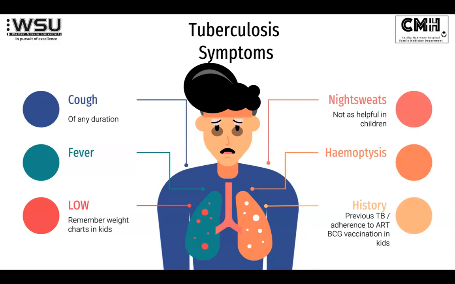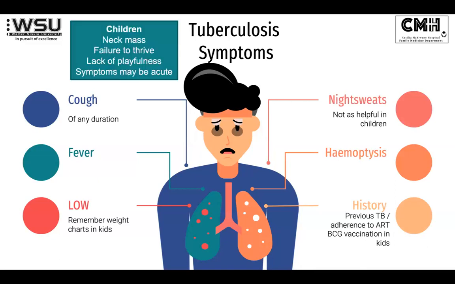And very important is to look also at what is the history of TB, what's going on with their HIV, has the child had BCG vaccination, and that might make you more tempted to do further investigations, even if they're asymptomatic. So in children, we'll get concerned if there's also an isolated neck mass, or any child that's failing to thrive. And for children, also important to remember, we can't use drenching night sweats, but a child who is not playing, that's a worry. So if you've got a child who's not engaging in the normal childhood playfulness, then you would also consider that a warning symptom.